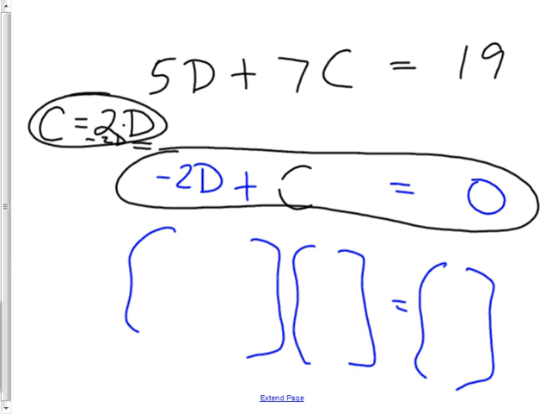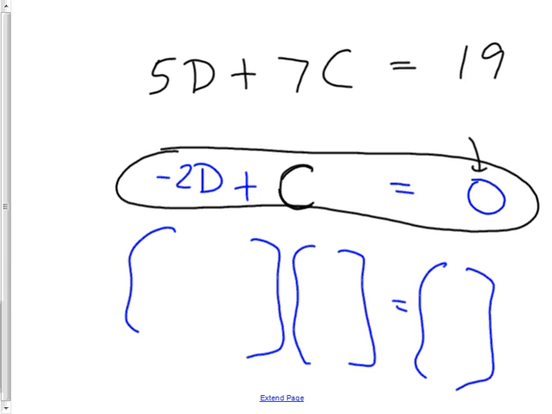So when I do 2D minus 2D, get how I get 0? When I have minus 2D here, do you get that would be the same as negative 2D plus C? So all I did was rearrange the equation. This was the original equation that you knew how to do. C equals 2D. And I'm just rearranging that so it matches up with the other one nicely.